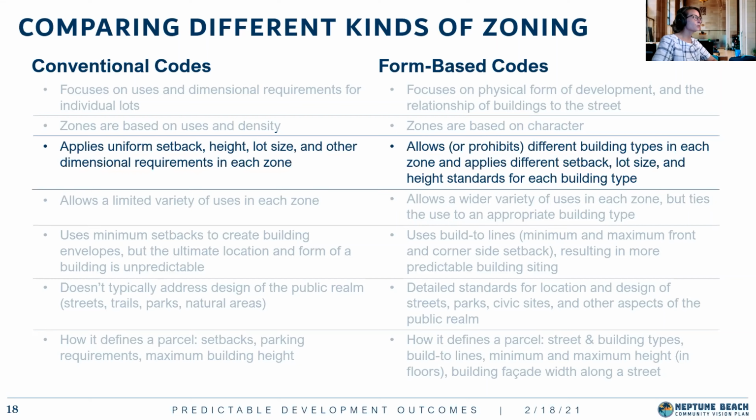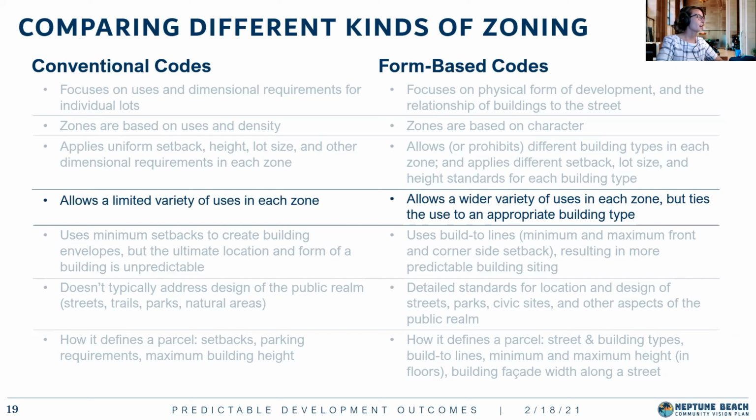In conventional codes, you apply pretty uniform setback, height, lot size, and dimensional requirements for each zone. And in form-based codes, you can allow or prohibit specific types of buildings in each zone, and then apply setbacks, lot sizes, and height standards, which many times are known as build-to lines, for each actual building type. So you're deciding the types of buildings you'd like to allow in each of the districts, as opposed to just the uses.